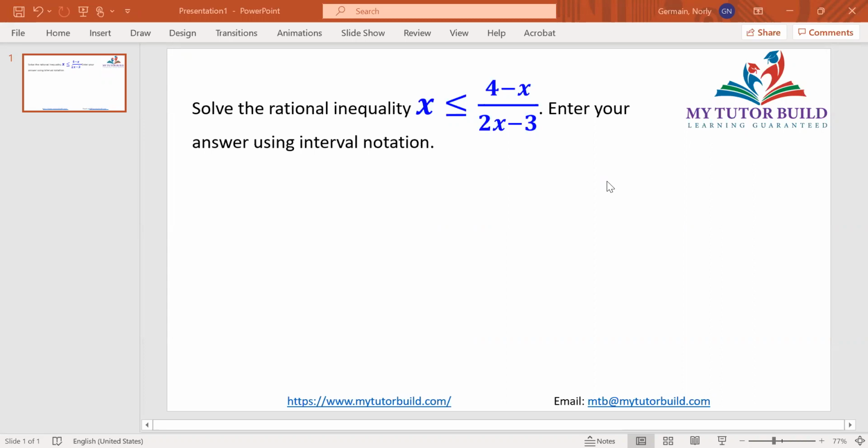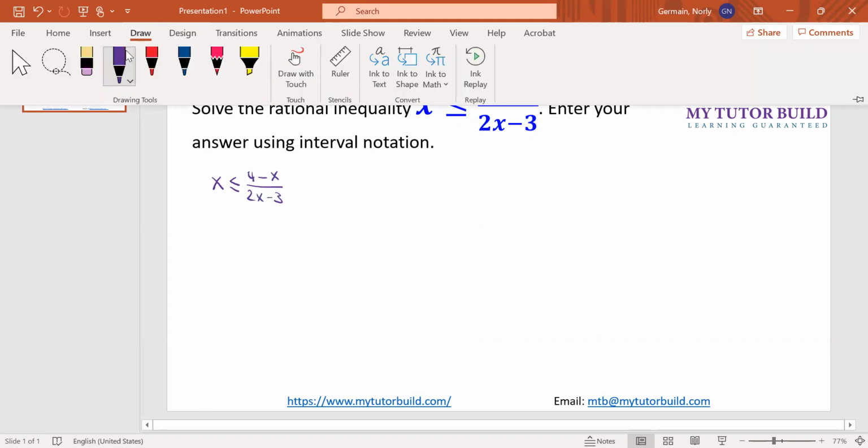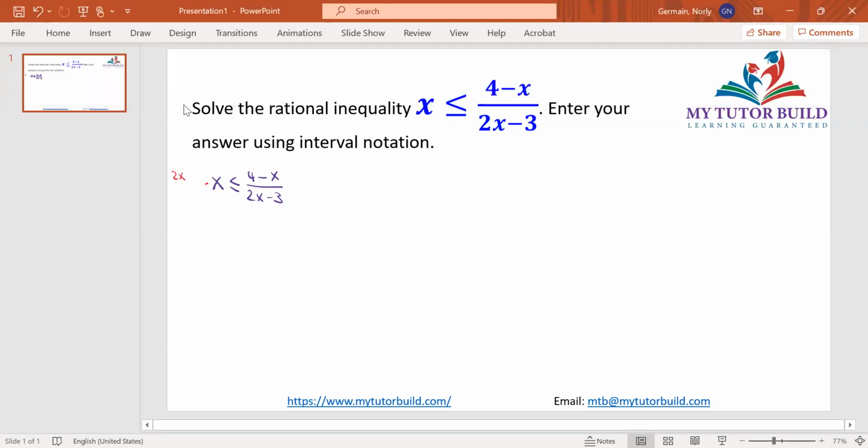In this video, we're going to solve an inequality, but it's a rational inequality. First of all, you write down the inequality: x less than or equal to (4 minus x) over (2x minus 3). So what we're going to do is multiply both sides by 2x minus 3. We multiply this side also by 2x minus 3.